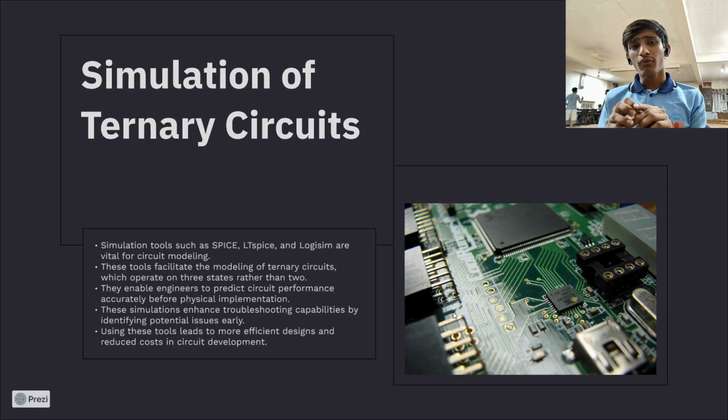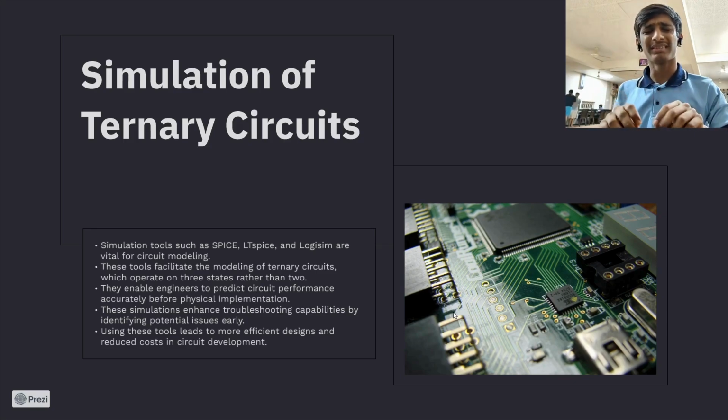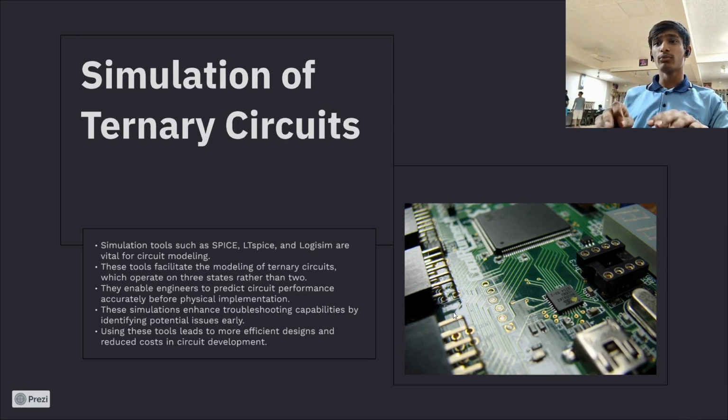Now, for example, we make a circuit and due to high voltage it breaks, and the component is wasted. So if we don't want this to happen, we first try it in any of these simulation tools, and if the circuit is working properly, only then we create the physical one, and it will work properly, and none of our components get wasted. Using these tools leads to more efficient designs and reduced cost in circuit development as the components are not wasted.